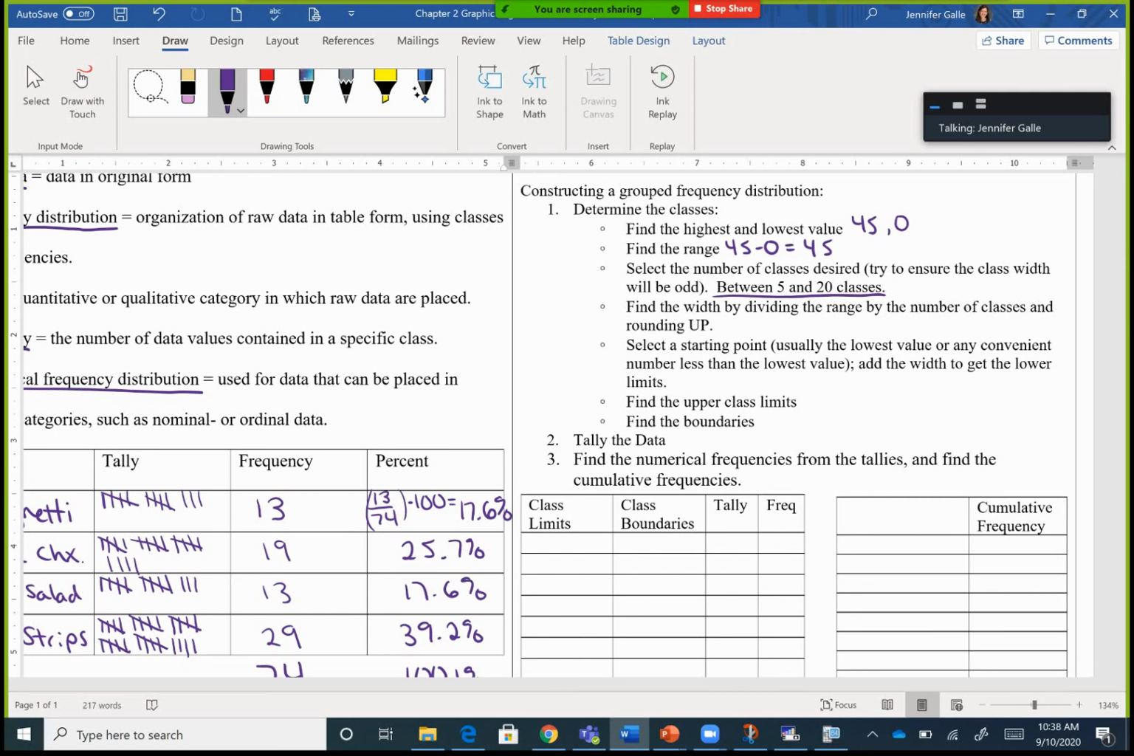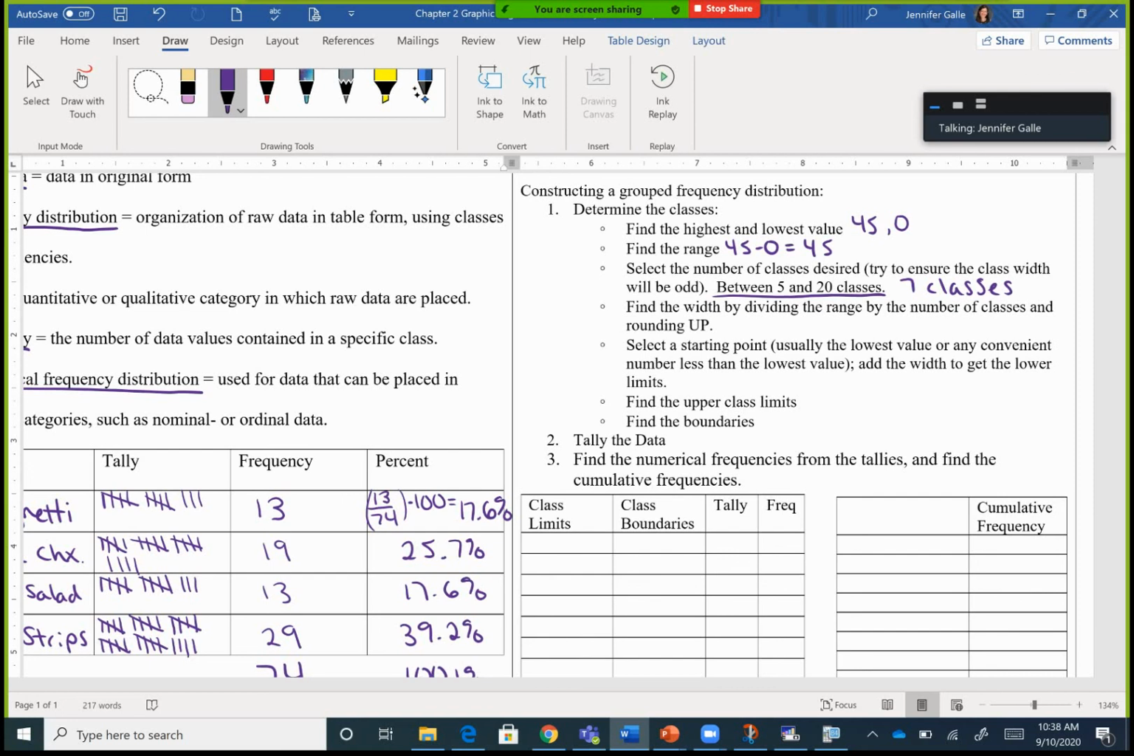So for today, let's do 7 classes. That's just what I have it set up for. Again, that is going to be up to you as the researcher. There's not a magic formula that says, here you go, here's your number of classes. It's entirely up to you.